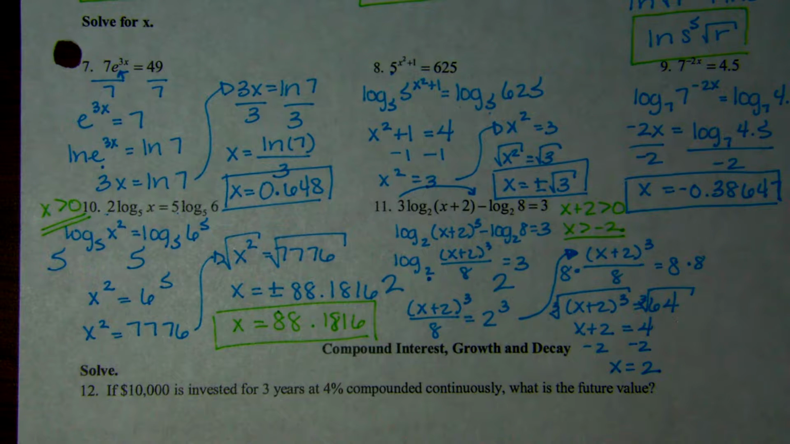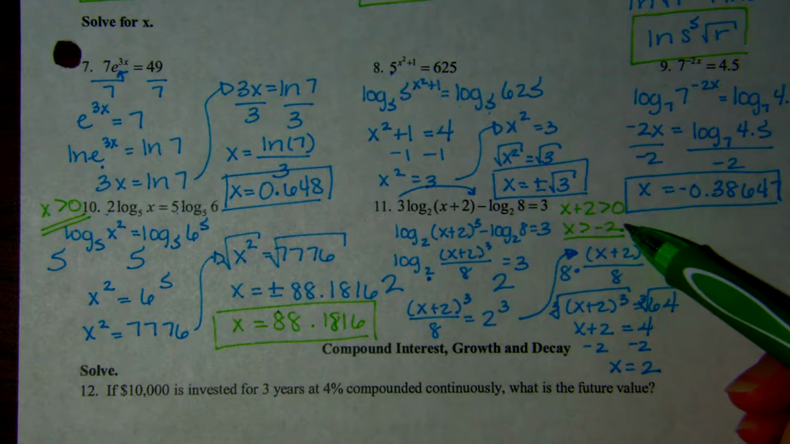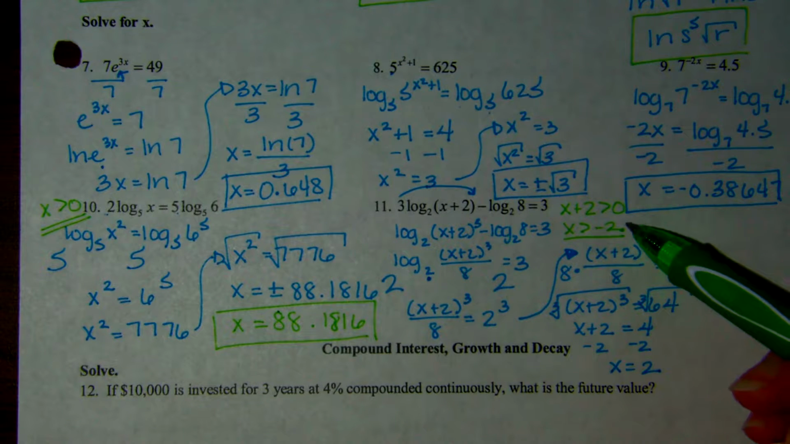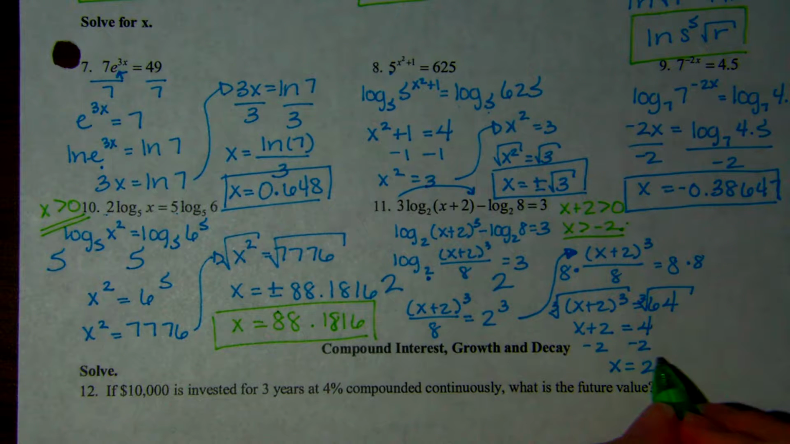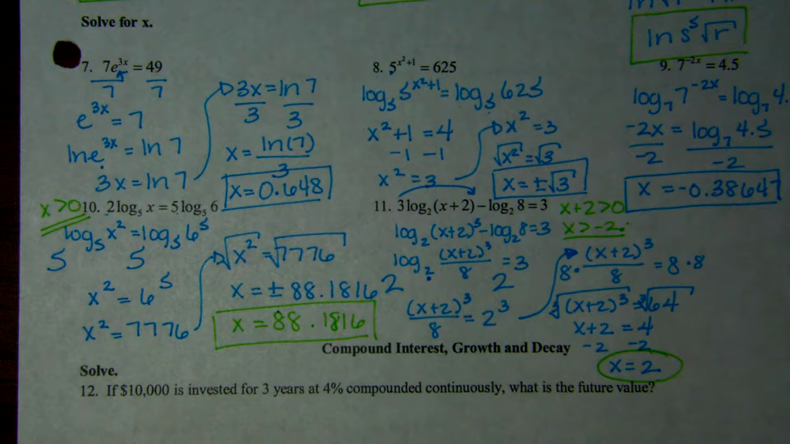And that's our answer. We come back up here and we remind ourselves that at the beginning we said x had to be greater than negative 2. Positive 2 is greater than negative 2. And so that's my answer.